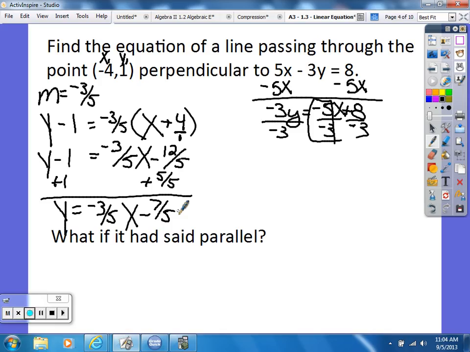Now the question, what if it had said parallel? What slope would I use? Somebody raise your hand. I got lots of them. Go with Justin. 5/3. Good. So go ahead and use 5/3 in that point and find the parallel line this time.